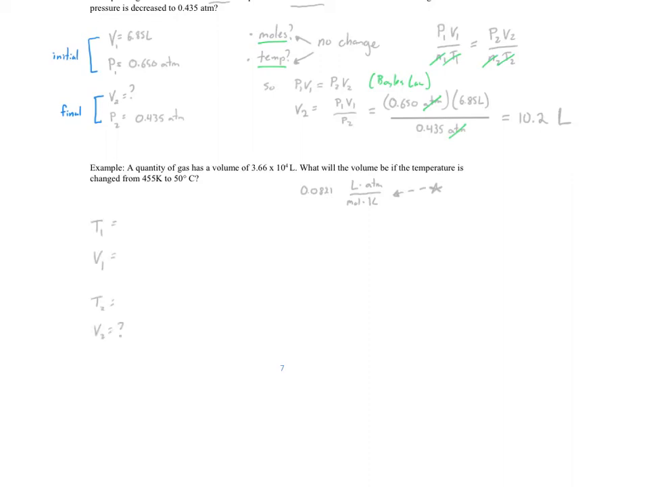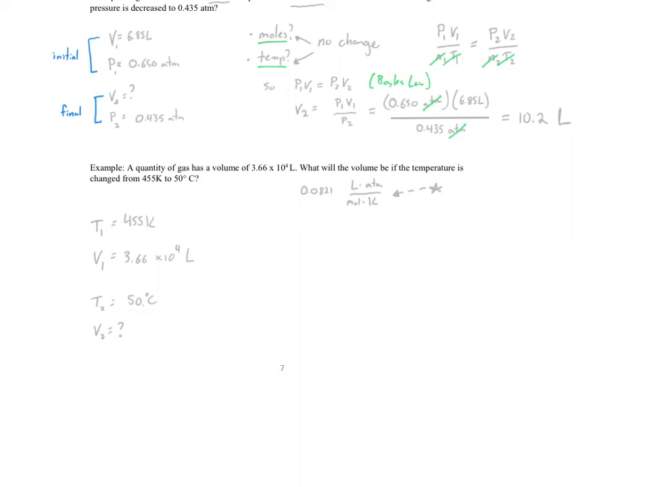So in this example, we see a change in temperature. The temperature is changed from 455 Kelvin to a temperature given in degrees Celsius. Now that degrees Celsius, we're going to need to convert into Kelvin before we can solve this problem. We're being asked what is the new volume, and we're given the initial volume. So first, let's just write out all of these different temperatures and volumes initially and at the end. So I've written out my temperatures and my volume.